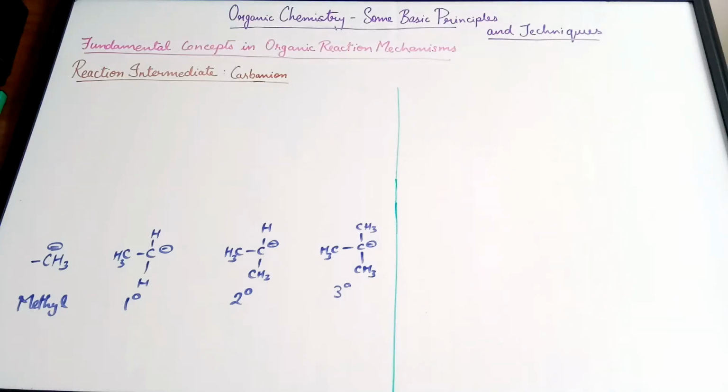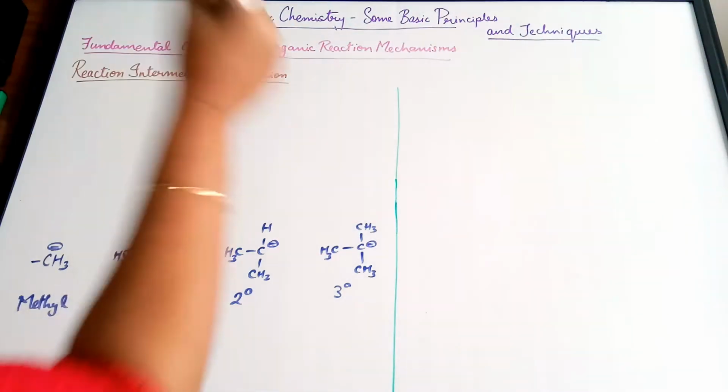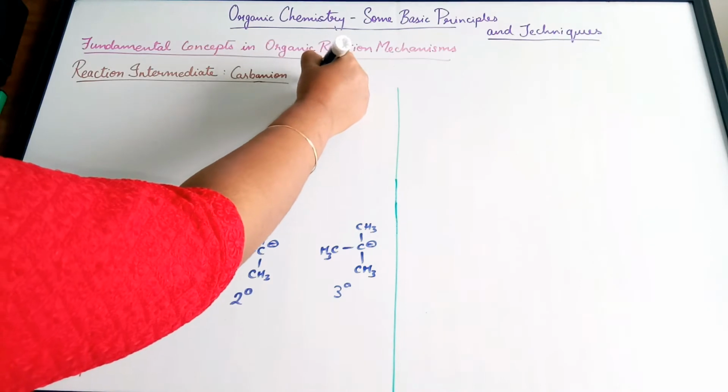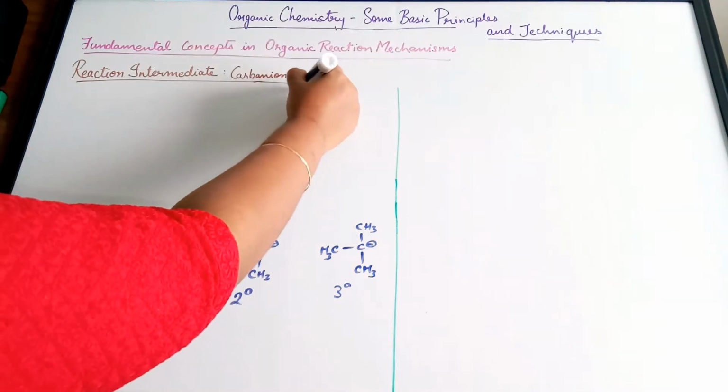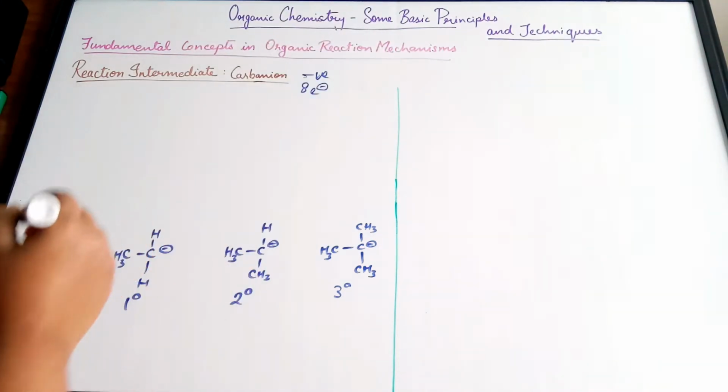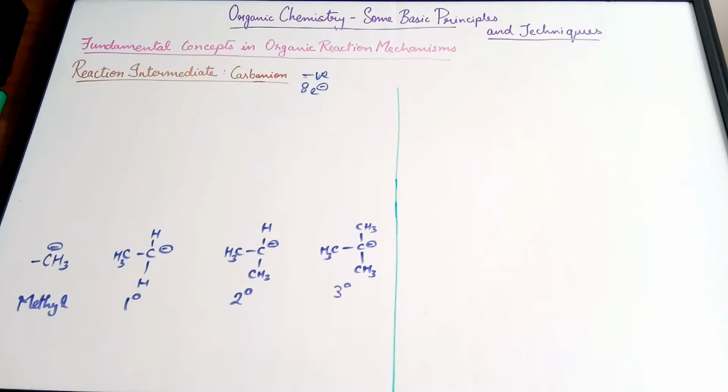The next reaction intermediate that we're going to be learning about is carbanion. We learned about carbocation in the previous video. So carbanion is also formed by a heterolytic fission. And the only difference between a carbocation and a carbanion is that in the case of a carbanion, it has a negative charge and it has 8 electrons in its valence shell. So the carbon will have 8 electrons in its valence shell.